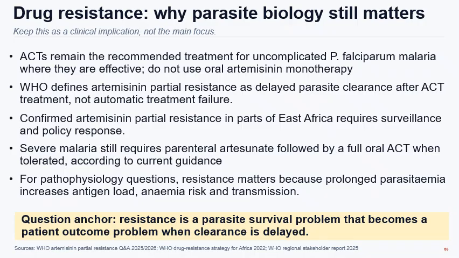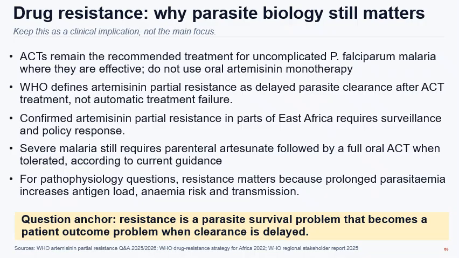Drug resistance belongs here because of delayed parasite clearance, prolonged antigen exposure, hemolysis, transmission, and the risk of deterioration. Artemisinin-based combination therapy remains the standard for uncomplicated falciparum malaria, and oral artemisinin monotherapy should not be used. Artemisinin partial resistance means delayed parasite clearance, and it does not automatically mean the entire combination treatment has failed.